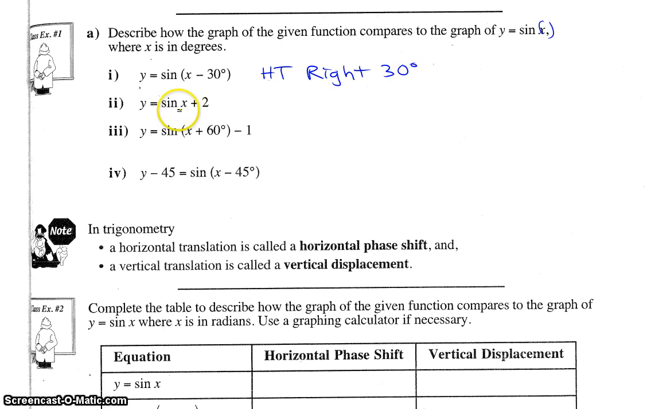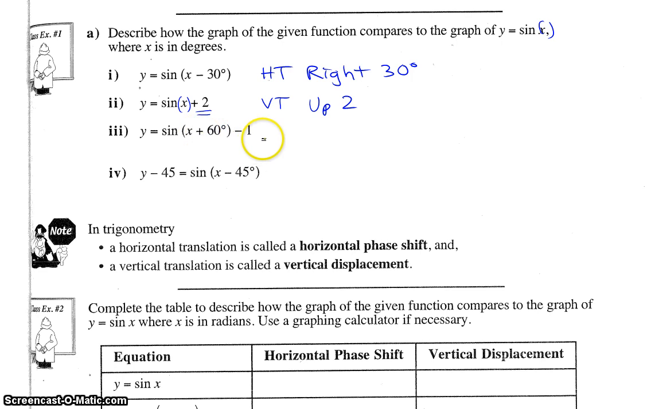Okay, and now let's look at the next one, sine x plus 2. This one can be tricky for some students because some students see it and think that it's left 2. Well, it is not. Don't do that. If there's no brackets around it, you assume that only the x is inside the sine function. So the plus 2 is outside of the sine function, and as you recall, that would be a vertical translation of up 2.